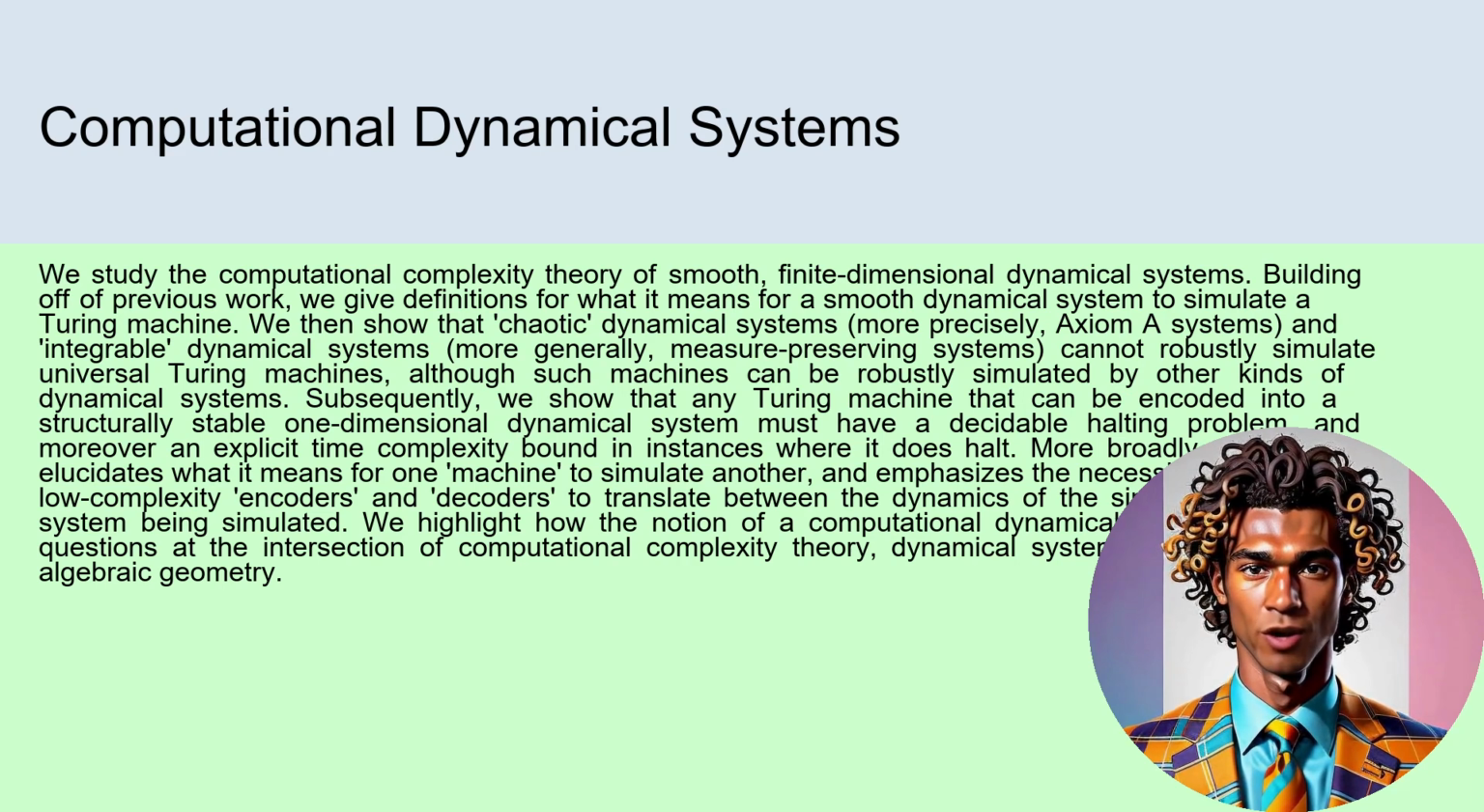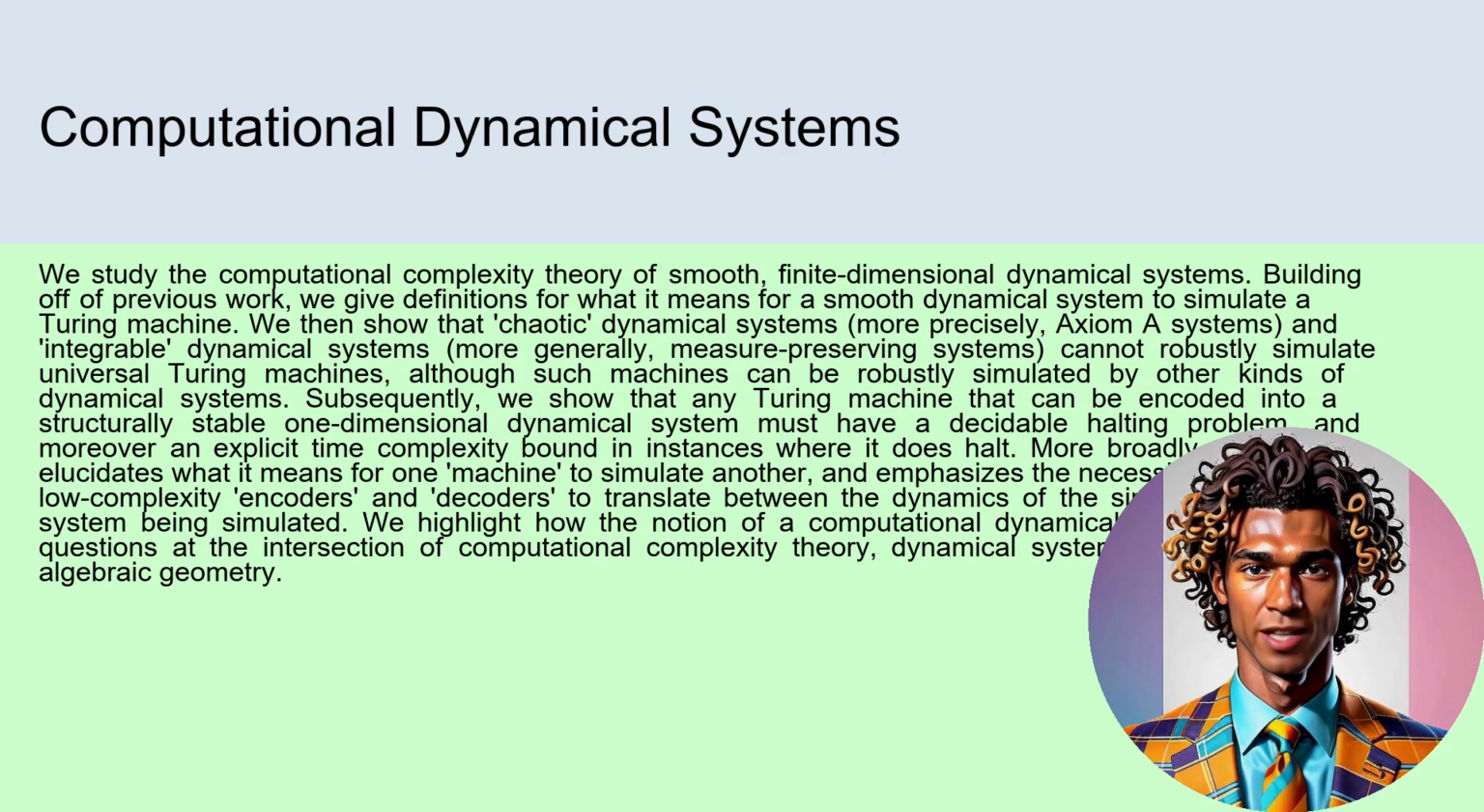The researchers also discover that if a Turing machine can be encoded into a stable, one-dimensional dynamical system, then it must have a decidable halting problem, meaning there's a way to determine whether it will ever stop running. This research also reveals the importance of carefully defining the encoders and decoders used to translate between the dynamics of the simulation and the system being simulated.